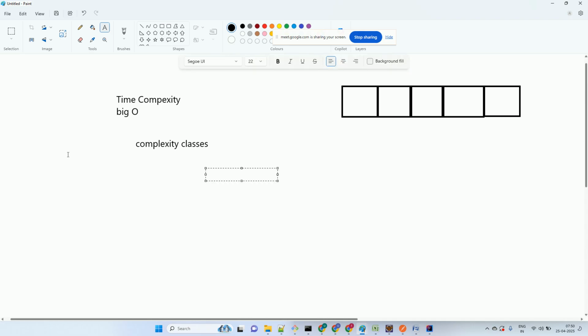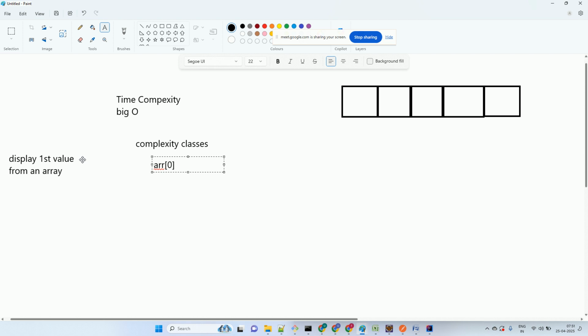To display the first number from an array, how much time will it take? If that array is of size 3, how much time will it take to display the first value? arr of 0, correct? If the array is of size 5, it will take the same time, right? So that is called constant time complexity.